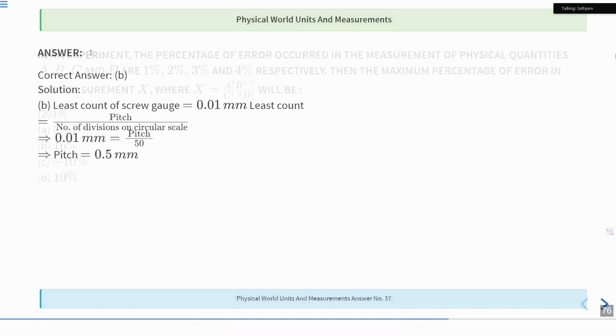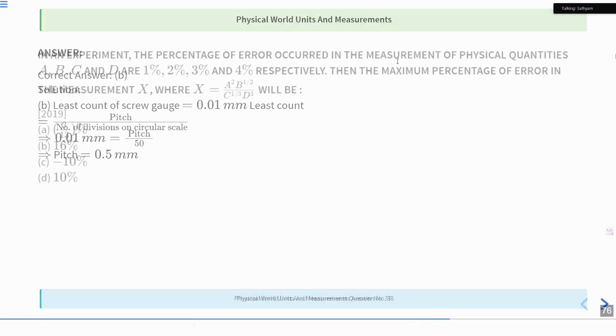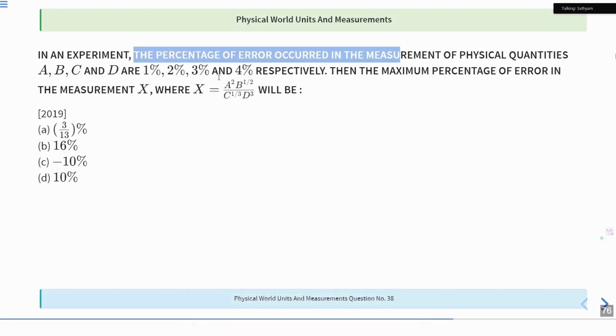Now, in an experiment, the percentage errors in the measurement of physical quantities A, B, C, and D are 1%, 2%, 3%, and 4% respectively. Fine. Then what is the maximum percentage of error?